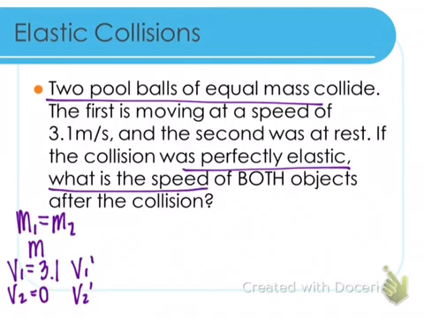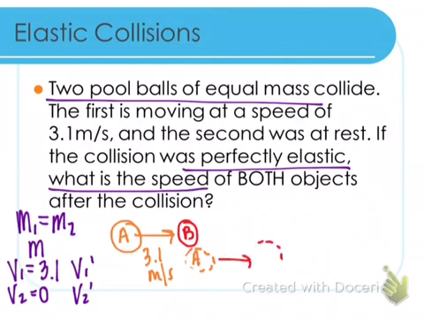What we're imagining here is pool ball A collides with pool ball B. A is moving at a speed of 3.1 meters per second. When this ball moves and collides here, there's a perfect 100% elastic collision that happens. When we have a perfectly elastic collision, that means there's a 100% transfer of momentum from one object to the next. So what happens here is that pool ball A will come to a stop, and pool ball B will begin moving at 3.1 meters per second.